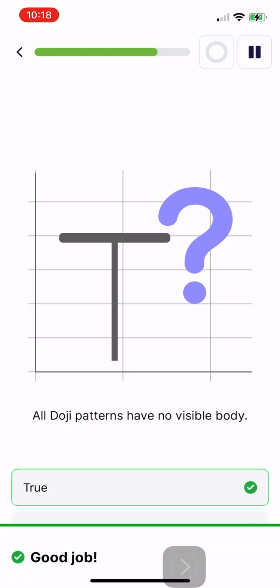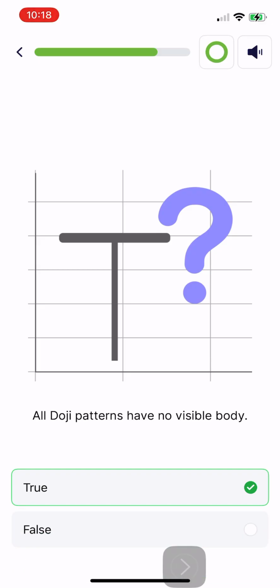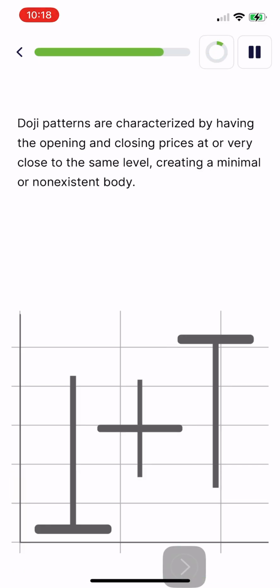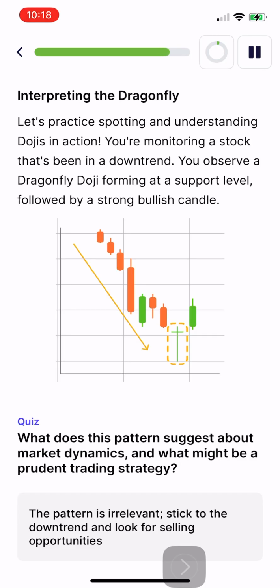Yes, you're right. Doji patterns are characterized by having the opening and closing prices at or very close to the same level, creating a minimal or non-existent body. Let's practice spotting and understanding dojis in action.